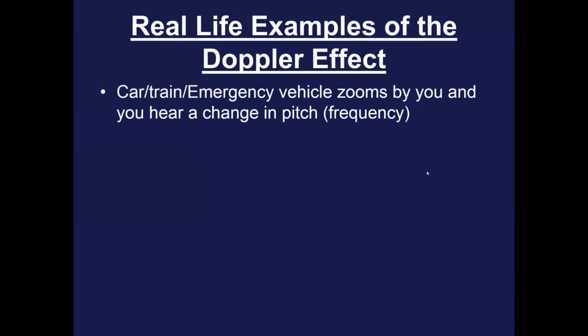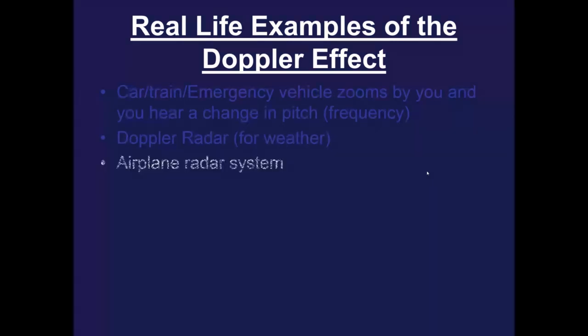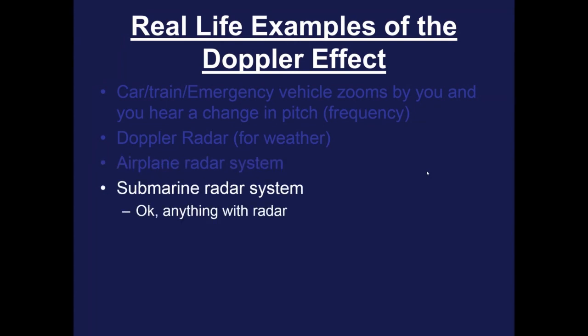So here are some real life examples. Obviously, an emergency vehicle, you can hear it. You can tell. Or a train running along the rails, you can hear the chugga chugga. Or a car or whatever. Doppler is obviously used for Doppler radar. This is how we measure the speeds of clouds and stuff. It's used for anything with radar, okay? So this is how we measure the speeds of things.